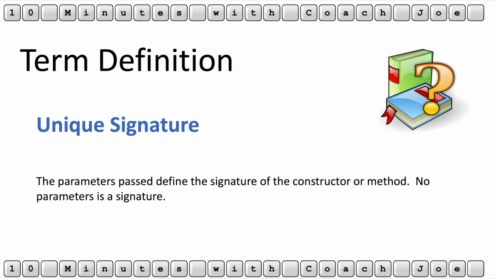No parameters is a signature. If we pass one parameter that is a string, that is a unique signature. If we pass one parameter that is an integer, that is also a unique signature. If we had two constructors that both accept one parameter and that parameter is a string, it is not unique and would be a compiler error. You are not limited to 0 or 1 parameters. We can have many parameters of the same or different data type.